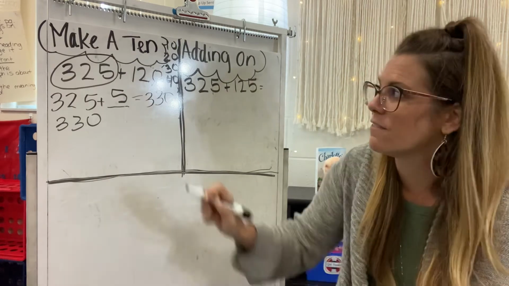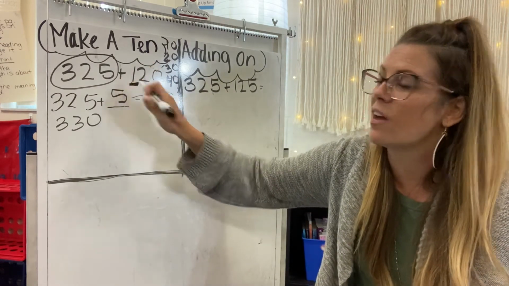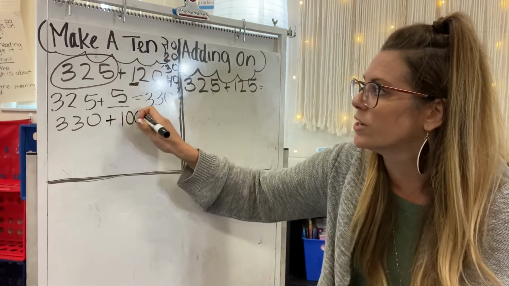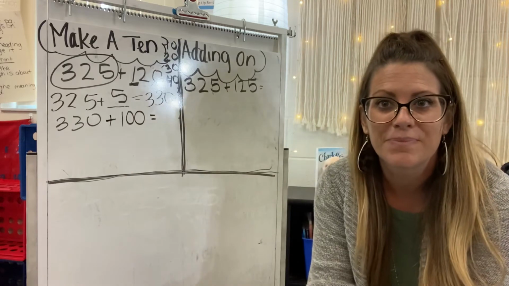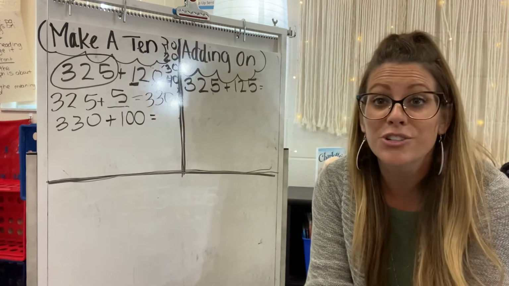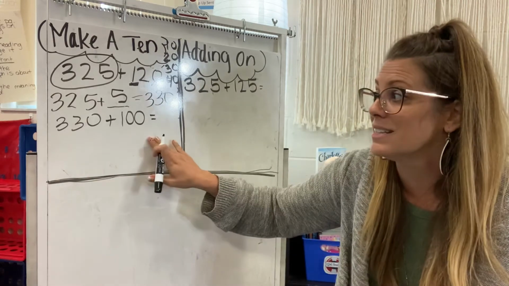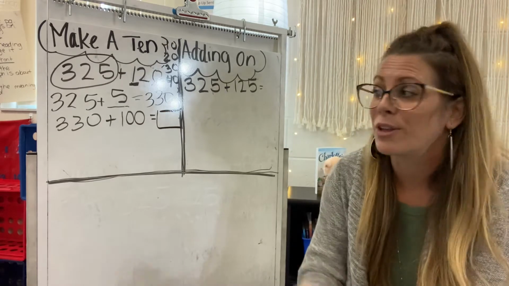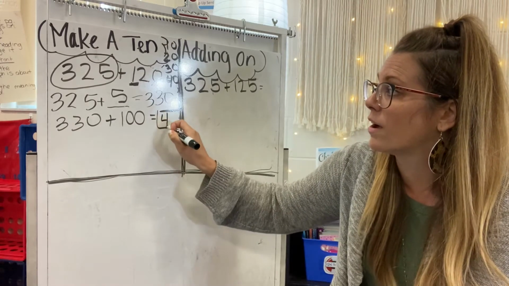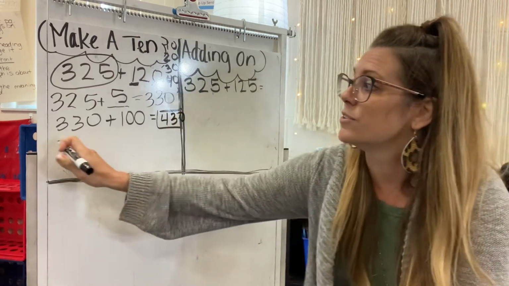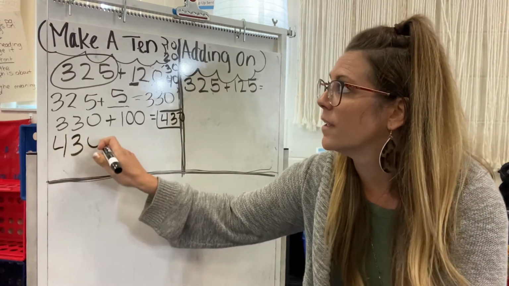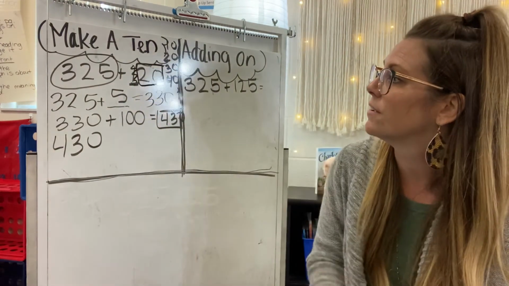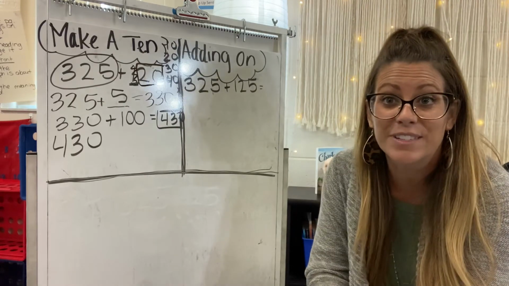Would it be easy if I just took the 100? Could you add 330 plus 100 in your head pretty quickly? I hope so. 330 plus 100, write the problem, and then what would you get there? You should get 430. So now we've used our 100 and we just have 20 left.